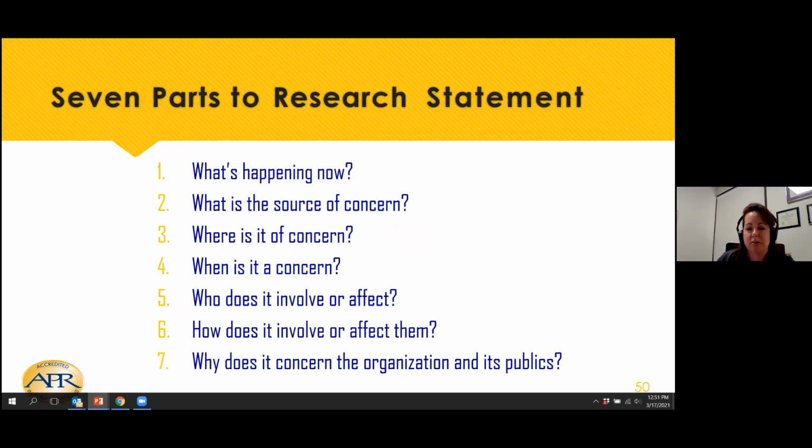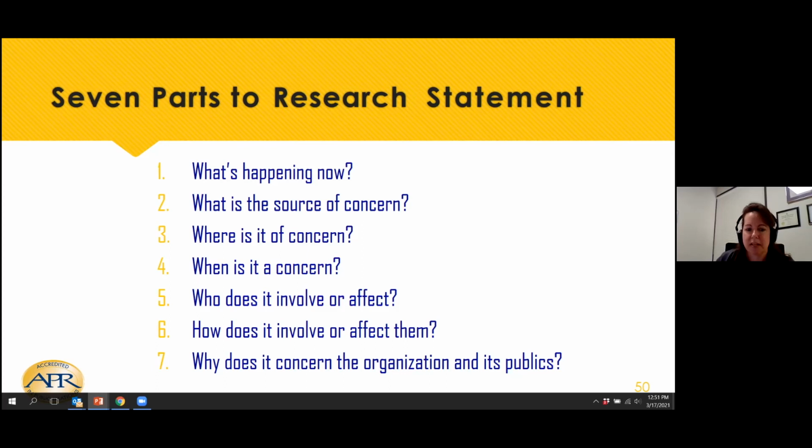So the 7 parts to your research statement, and we talked a little bit about this last week, it's kind of your situation analysis, right? So what is happening now? What is the source of concern? Where is it of concern? When is it a concern? Who does it involve or affect? How does it involve or affect them? Why does it concern the organization and its public?